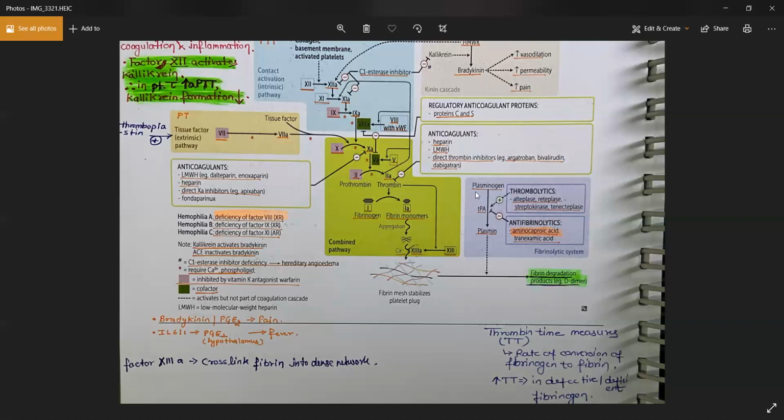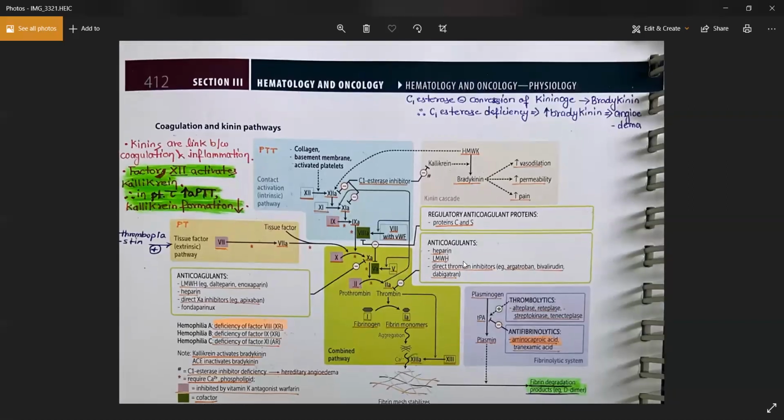And you also have the link between the coagulation pathway and the kinin pathway. You have the high molecular weight kininogen, which with the help of this enzyme, kallikrein, will be converted into bradykinin. And you know the function of bradykinin: it causes vasodilation, increases permeability, and causes pain also, right?